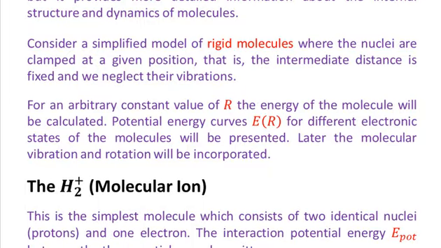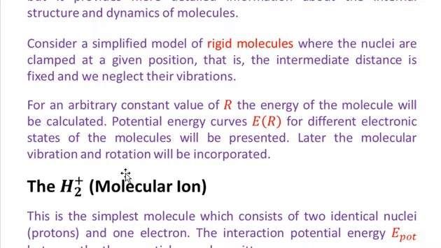For an arbitrary constant value of r, where r is the separation between the two nuclei, the energy of the molecule can be calculated. So we shall keep the value of r fixed. We shall calculate the energy of the molecule, which will be represented by E of r curves. The potential energy curves, represented by E of r, that is the energy as a function of r for different electronic states of the molecules, will be presented.